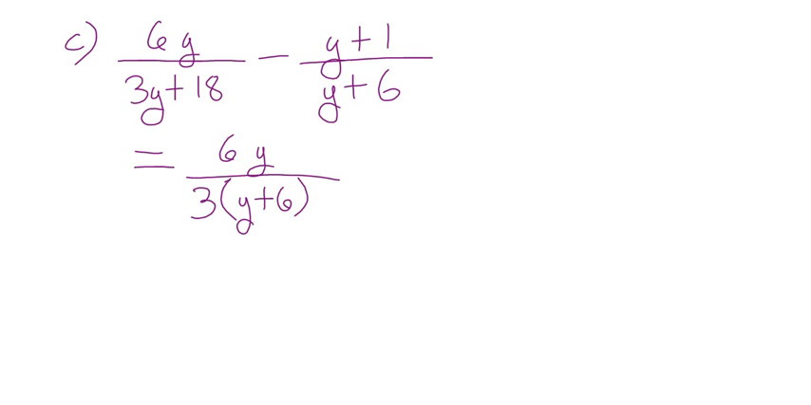So, anytime you factor a binomial, there must be 2 terms in the brackets, right? Because you need to be able to expand this back out and get 3y plus 18. You want to check your factorization? Just check it. Multiply it out. 3y plus 18. Okay, good. Minus y plus 1 over y plus 6.